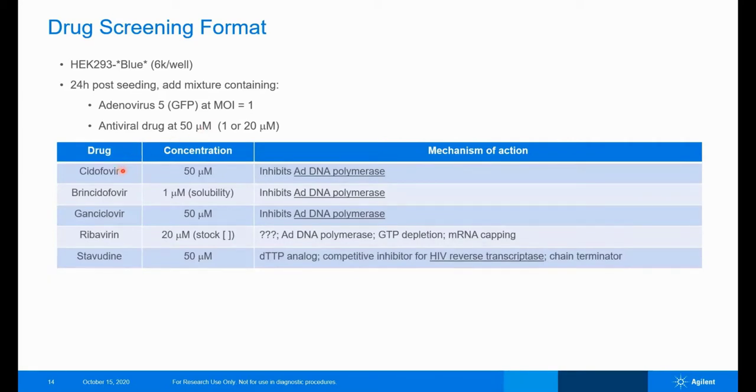The first 3 of these, Cidofovir, Brincidofovir, and ganciclovir, each inhibit the adenovirus DNA polymerase. The 4th compound, ribavirin, its mechanism of action isn't fully understood. And the 5th compound, stavudine, is an inhibitor of the HIV reverse transcriptase, and we're using that here as a negative control.